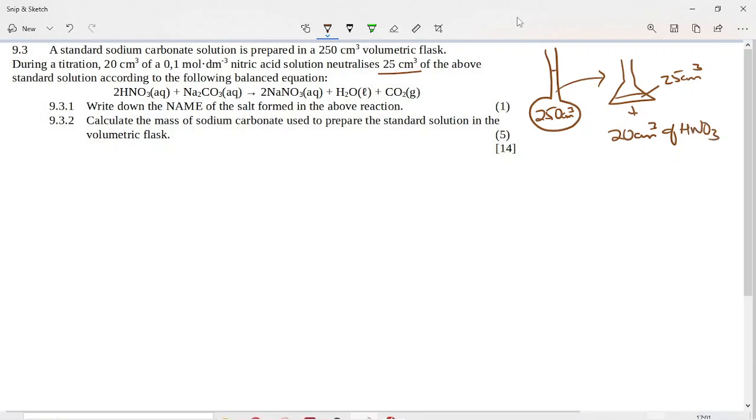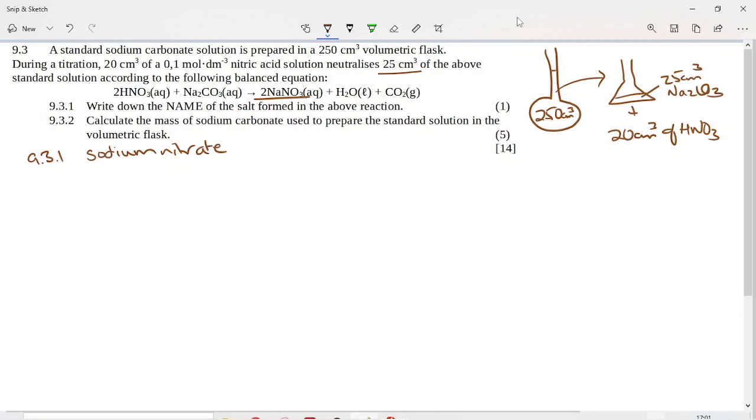Okay, this is 25 cubic centimeters of sodium carbonate. So now it says to you, write down the name of the salt formed in the above reaction. That's easy enough. Look, it is sodium, and that is the nitrate ion. So it is sodium nitrate.